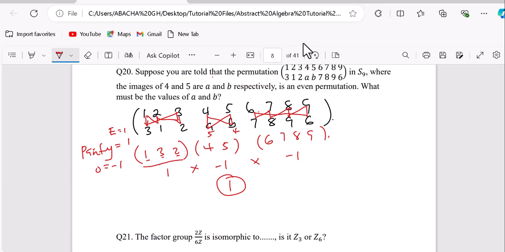So this concludes that the only values A and B can assume are: A will be 5 and B will be 4. If we make A 4 and B 5, then they will be fixed, and in that case we will not have an even permutation. Take note. So we stop here and continue with the next question.